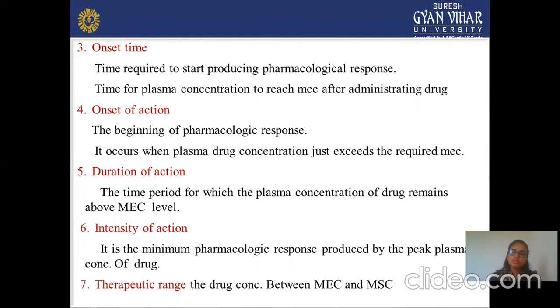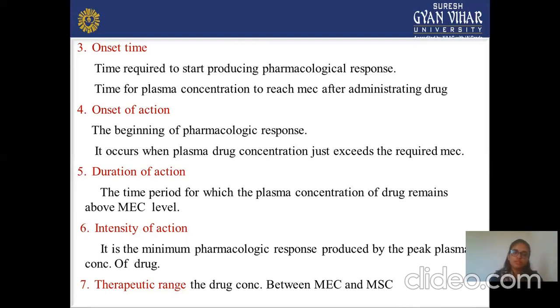And in this plasma concentration, we check how much time is required to reach the maximum effect in plasma concentration after administering the drug. This is nothing but the time which is required to show the pharmacological effect of that particular drug after administering, or the amount of drug present in plasma concentration.